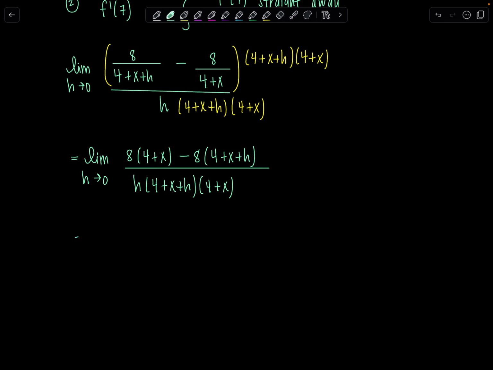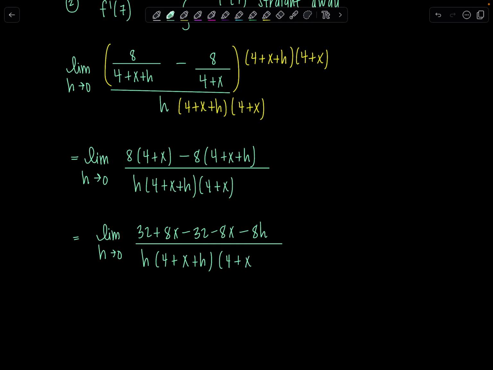Distribute the numerator. Should you distribute the denominator? No. Don't distribute the denominator. Okay, this is going to be 32 plus 8x minus 32 minus 8x minus 8h, over h times 4 plus x plus h times 4 plus x. Okay, so let's see now, 32 cancels. We expected it to, it had no h. So does the 8x. Very good.